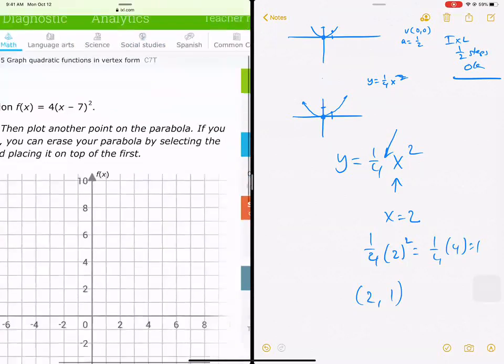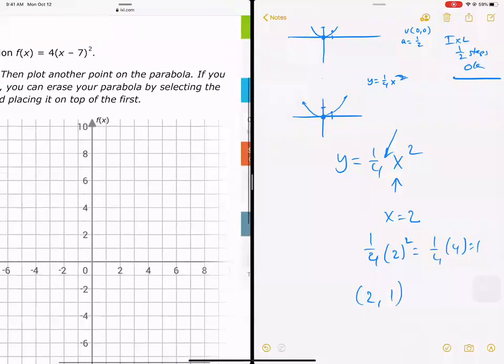Look, for this one, what's the vertex? +7, y is 0. So, and times 4, 1 step over should be 1 step up, but times 4, 4 steps up. Oops. That's what this graph is.